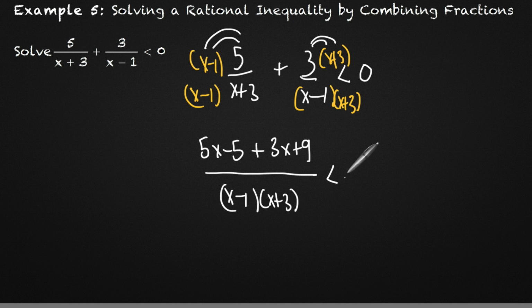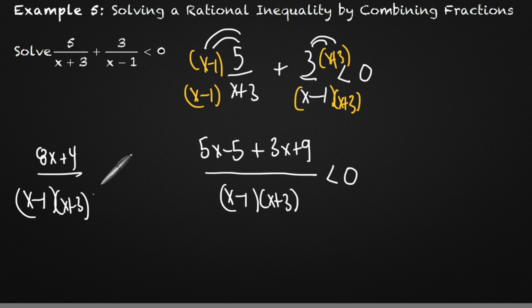And when is that less than 0? So that's going to give us 8x plus 4 over x minus 1 and x plus 3. And when is that less than 0? Well, if you notice, it looks very similar to the last problem. So we'll make another number line.